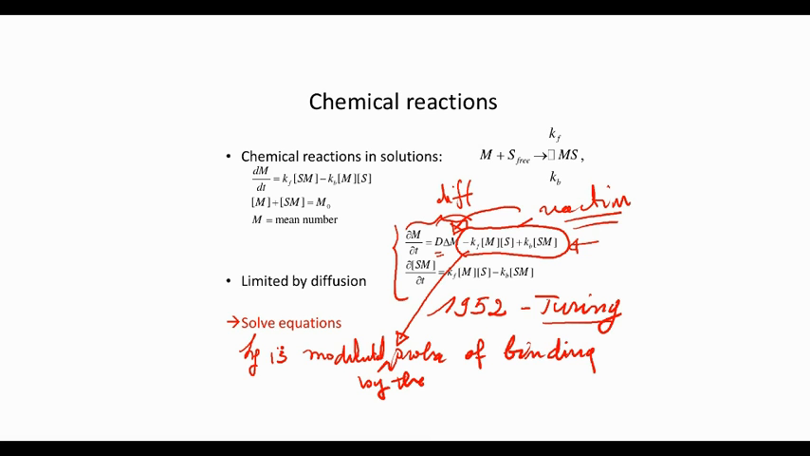of forming a bond. And then you have the reciprocal reaction: when you have a product SM formed, it can dissociate, and this is the second reaction. So this is 1 and this is 2. And again, this is for the mean, so this equation does not account for any fluctuations. And it's very hard to solve.